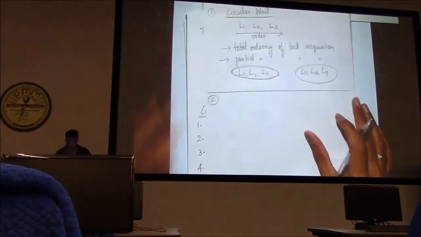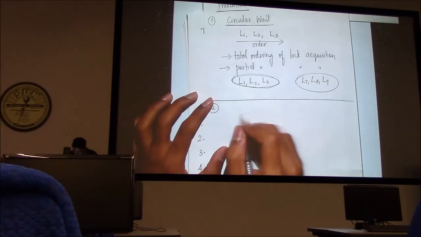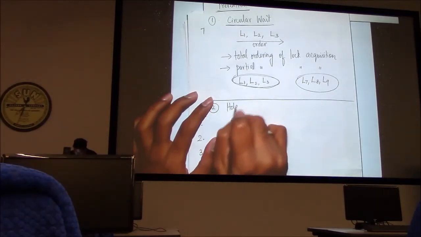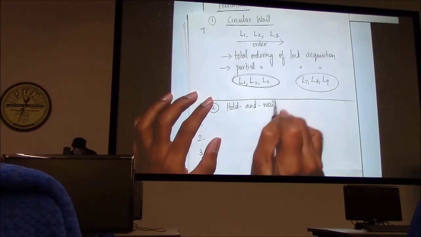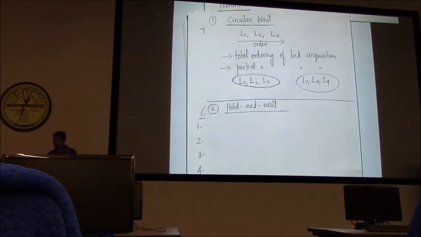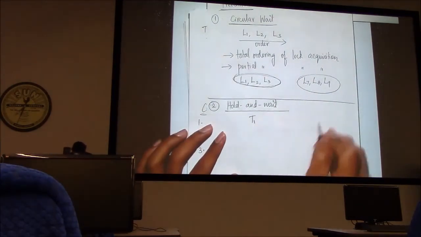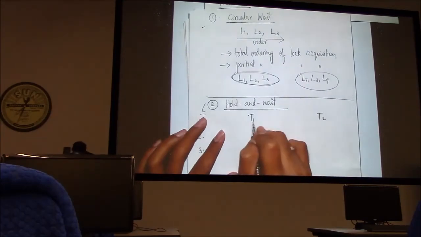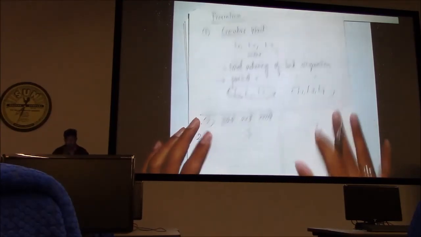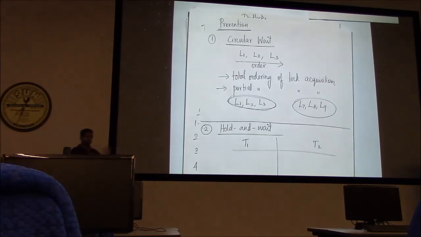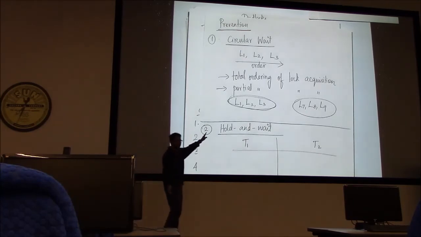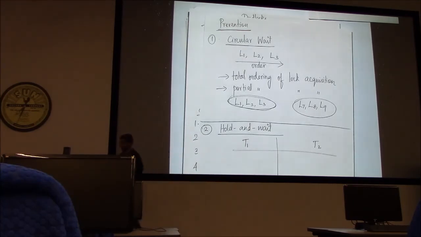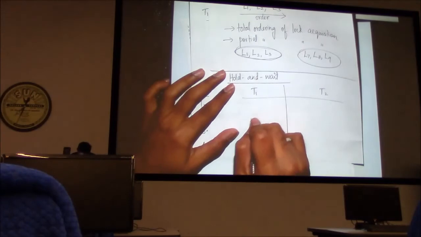The second condition that we are trying to attack here is hold and wait. Let's just think about this, T1 and T2. Now these are like different solutions to solve the same problem. If someone is trying to employ this particular solution of attacking hold and wait, then in this particular case, locks can be acquired in different order.